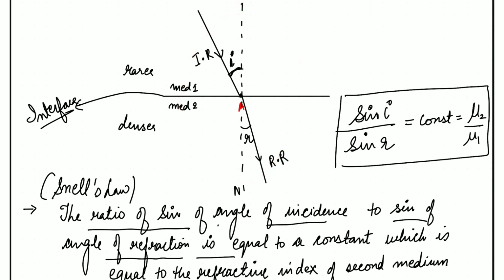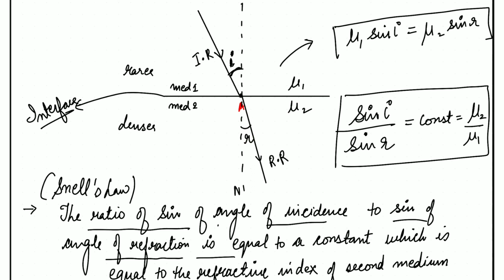Let's say your medium 1 has a refractive index of nu1 and medium 2 has a refractive index of nu2. I will write nu1 times sine of angle i, and that will be equal to nu2 times sine of angle r. So this is how I like to write it, this is how I prefer writing it.